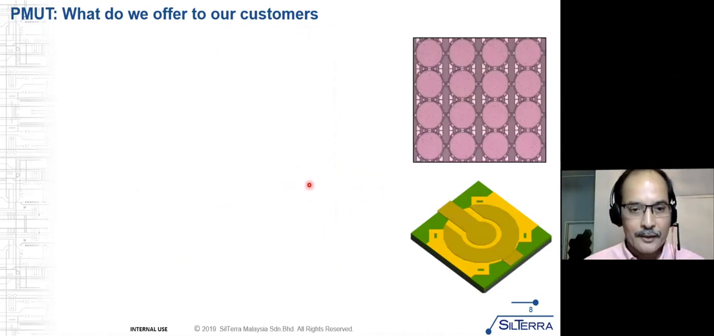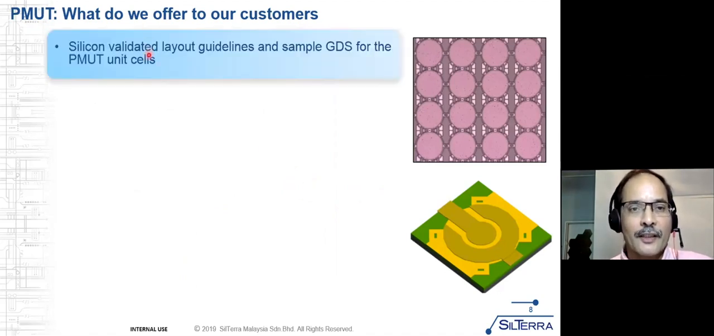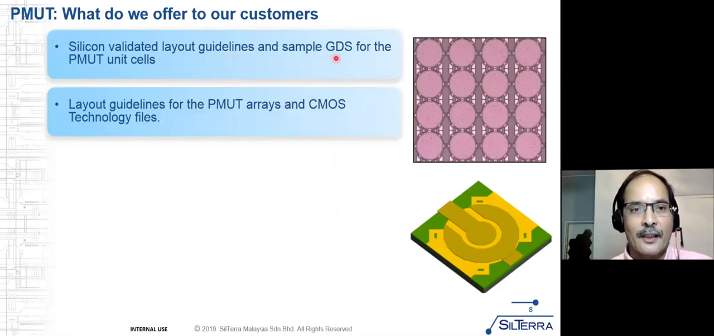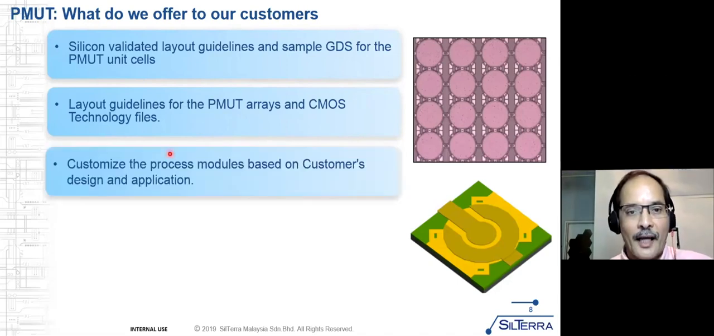Okay, so what do we offer to our customers? One of the important things with SilTerra is that we are a foundry, not a design house or a product company. Just like any other foundry doing business for CMOS or analog circuits, in PMUT also we built it the same way. We provide silicon validated layout guidelines and sample GDS. Similarly, we give them layout guidelines for PMUT arrays, and if you're using CMOS, the respective underlying technology files. Most importantly, we customize the process module based on customers' design and application. This is one of our strengths.